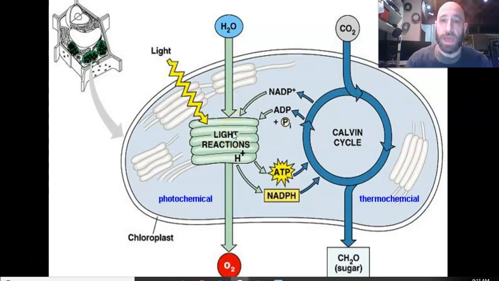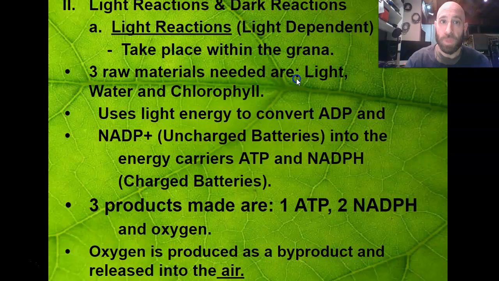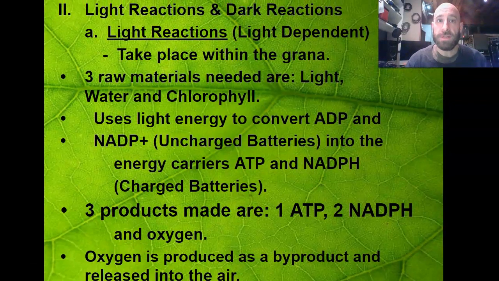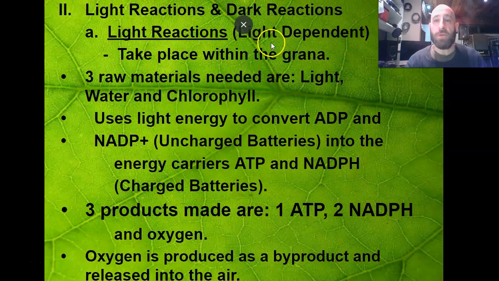So let's talk about the light reactions a little bit. Okay, so what are these processes? The first one we're talking about are the light reactions, or light dependent. They're called the light dependent reactions because they depend on light. If the sun went out, this wouldn't happen. Where does it happen? It happens in the grana, so those stacks of thylakoids. If you remember back to the chloroplast, we have our thylakoids and we have our stroma, which is the liquid around the thylakoids. So these take place in the grana. The three things that you need are sunlight, water, and chlorophyll. Those are the three substances that you need.